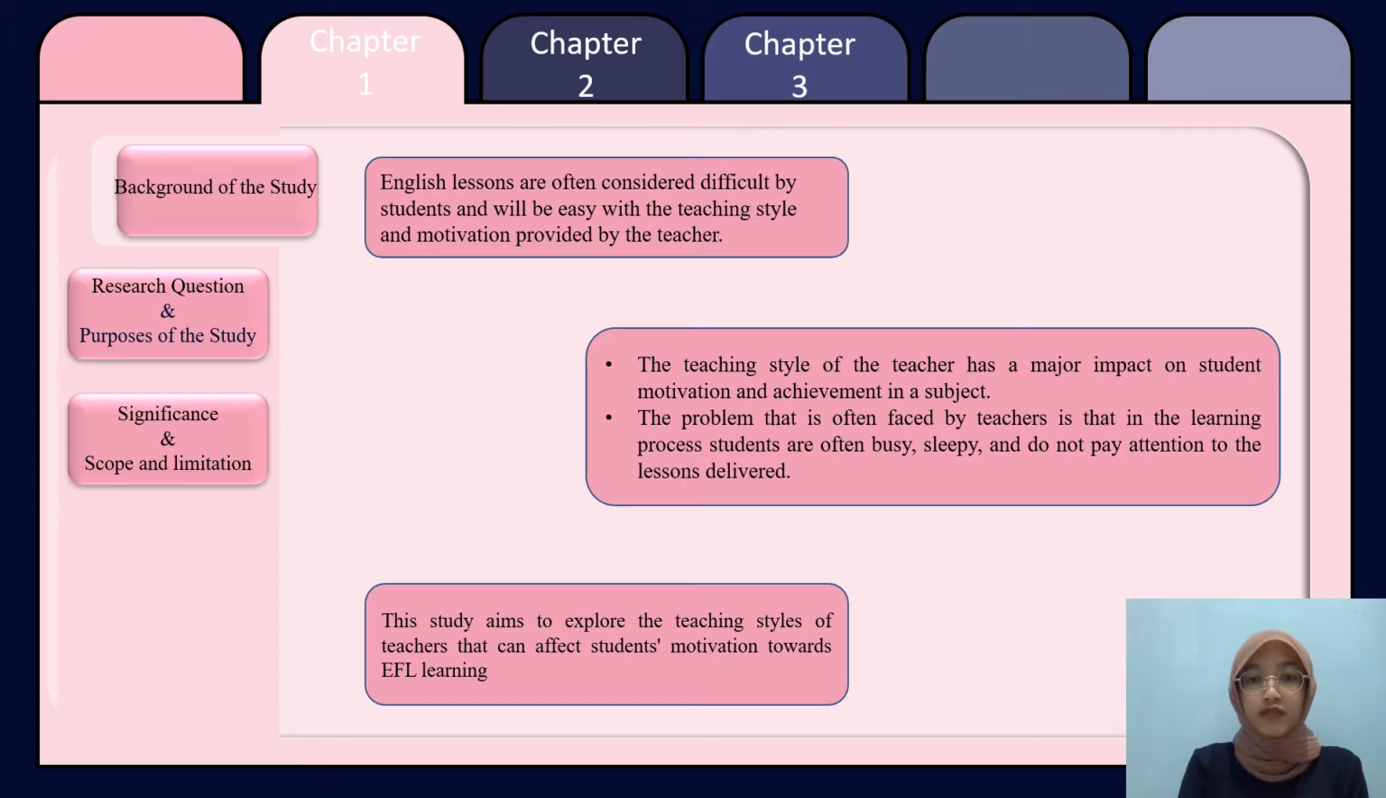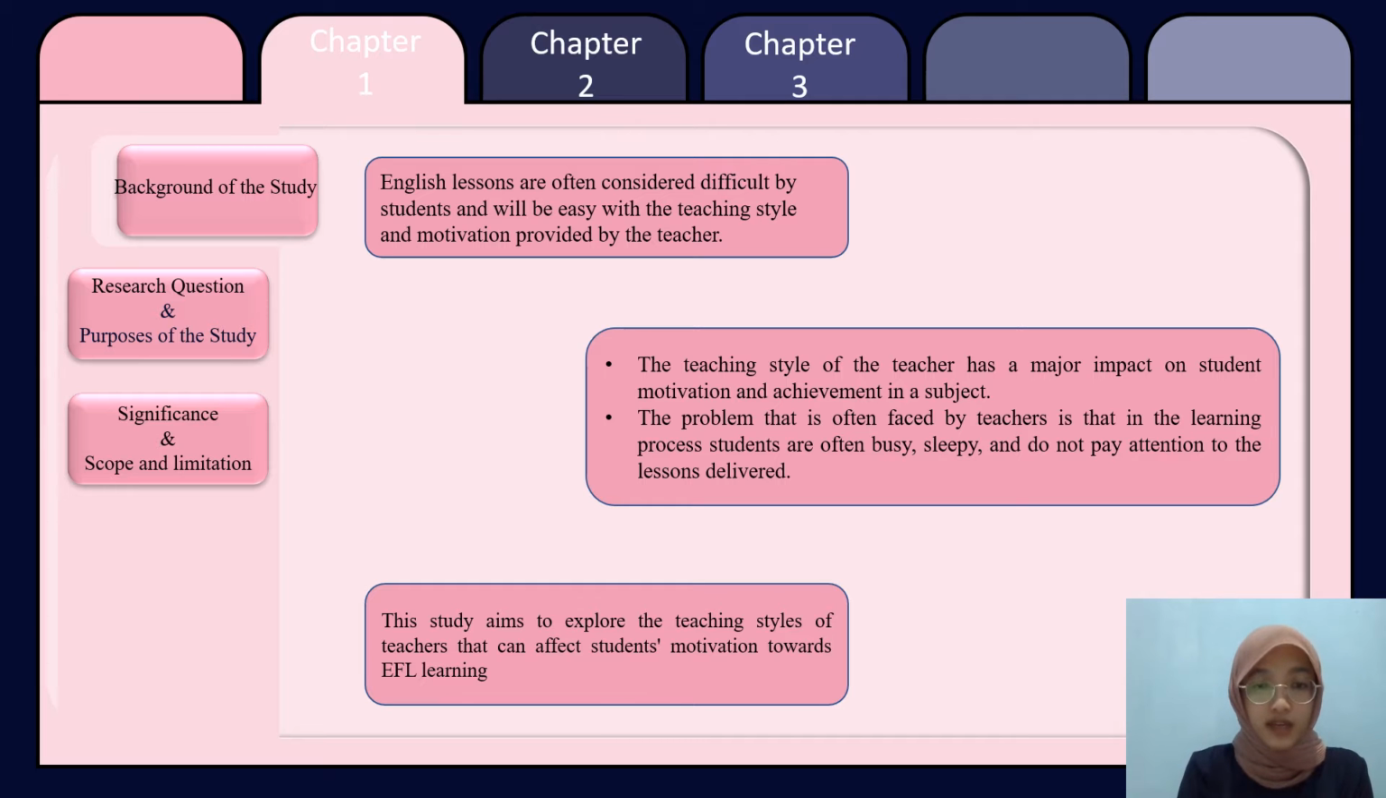The problem that is often faced by the teacher is that in the learning process, students are often busy, sleepy, and do not pay attention to the lesson delivered. This can be caused by several factors, namely most teachers only teach or transfer their knowledge. The teacher's teaching style is monotonous and only teachers speak, so that students feel bored during learning and not eager to learn. Students often experience obstacles and difficulties in understanding and capturing lessons.